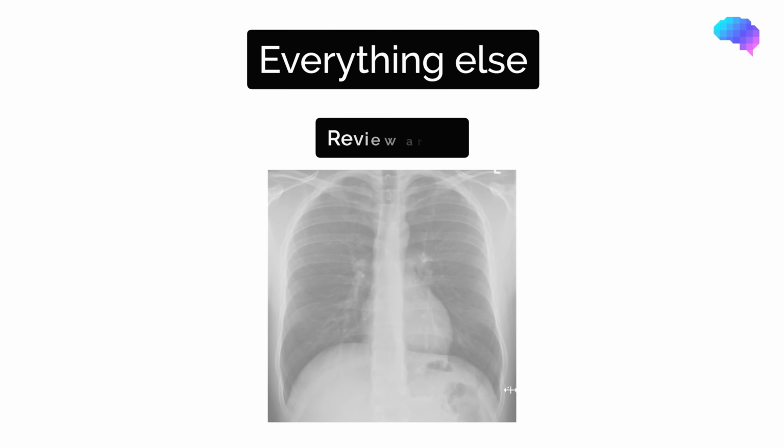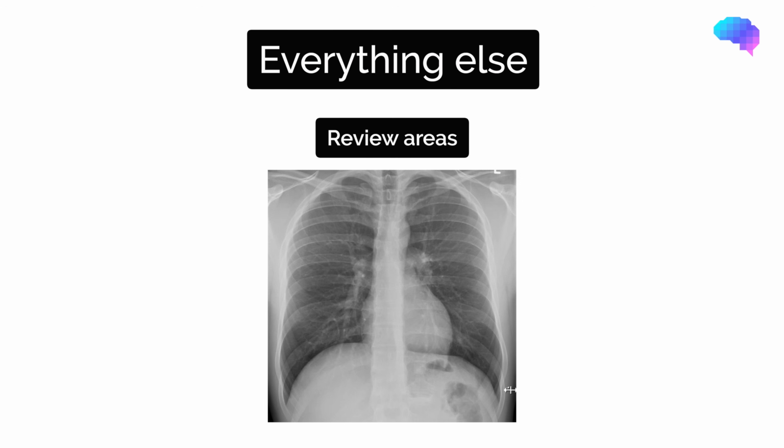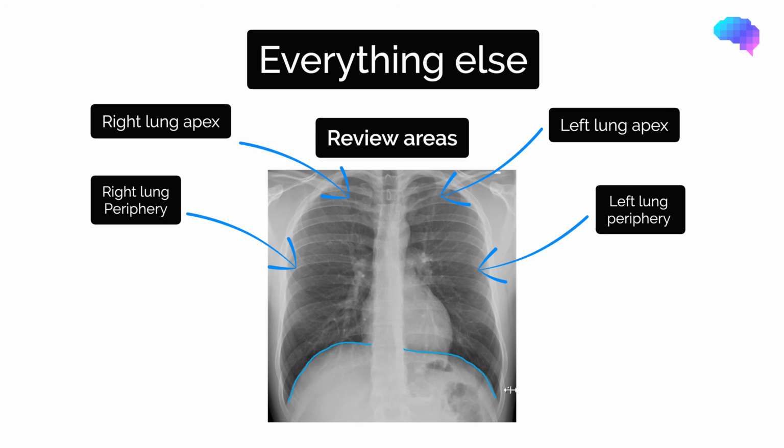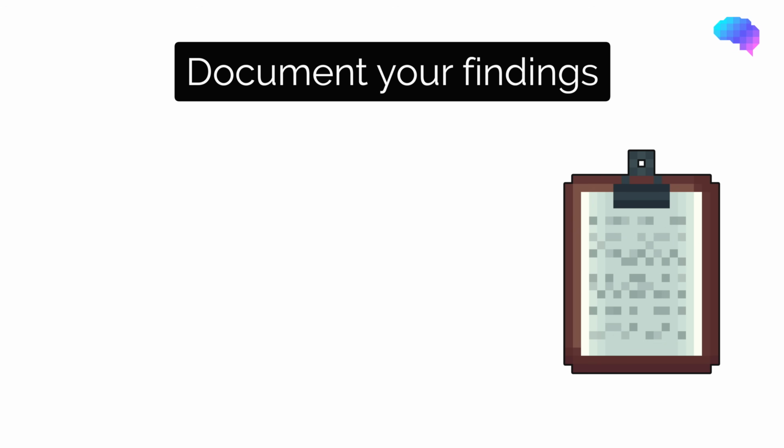There are a few final areas to check to avoid missing any pathology. These include the lung apices, the retrocardiac region, behind the diaphragm, and finally the lung peripheries. The last thing you need to do after you've interpreted the chest X-ray is to document your findings.